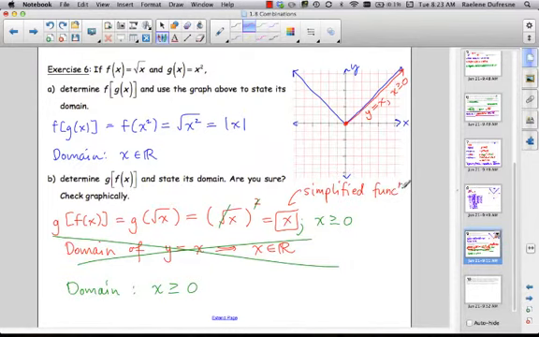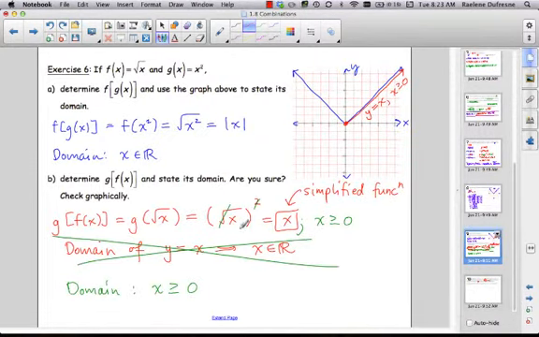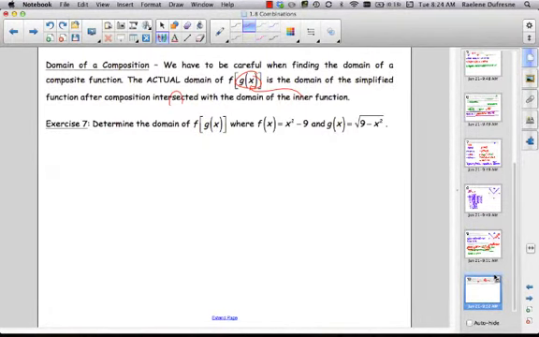So after we simplify the composition, we just got x. But we have to take the domain of the simplified function and intersect it with the domain of the inner function. Well, the inner function was the square root of x, and the square root of x has a domain of x greater than or equal to 0. So when we put the all reals together with the domain of the inner function, we get the actual composition function's domain. So let's try this again.